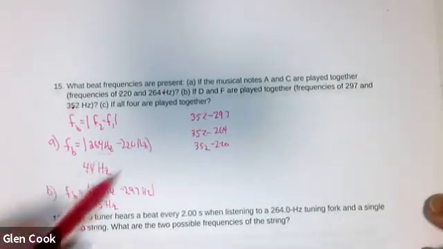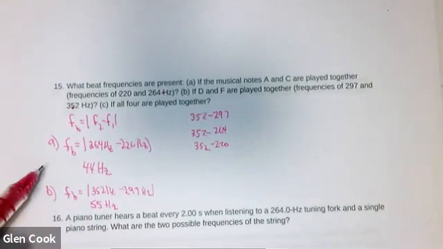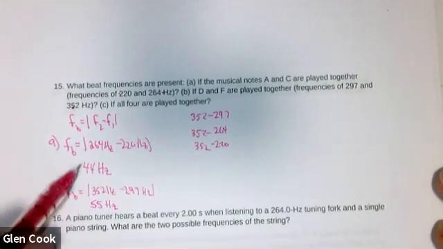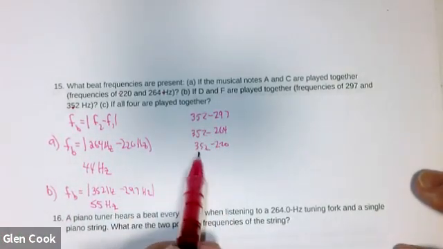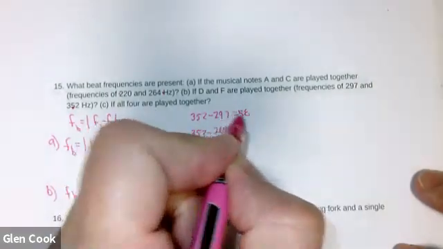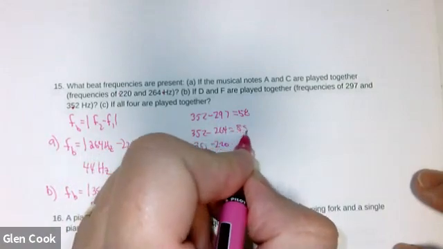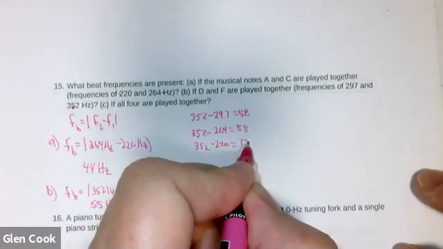Any beat frequency above 20 hertz creates another tone. So remember, any frequency between 20 hertz and 20,000 hertz is a sound. And so if I have a beat frequency that's above 20, it's its own sound. So these are going to make their own sounds. This is going to be 58 hertz. This one is going to be 88 hertz. And this one is going to be 132 hertz.